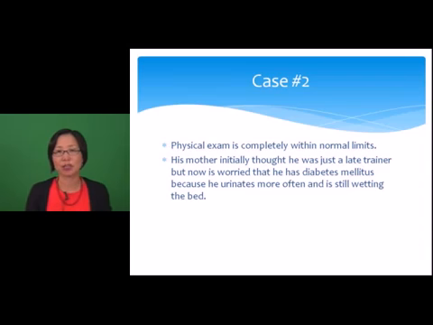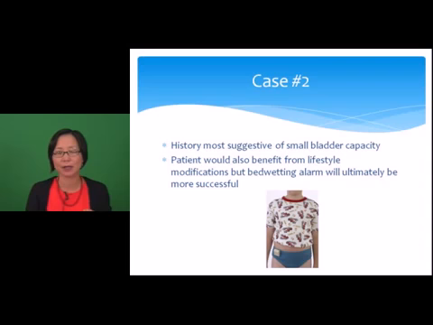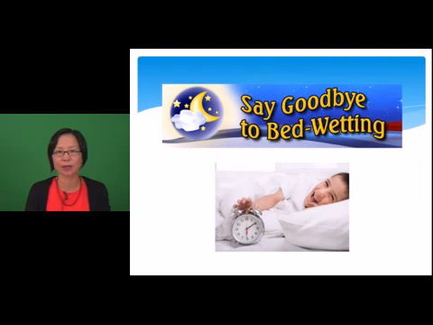His physical examination is completely normal, and his mother initially thought that he was just a late trainer, but now she's worried that he might have diabetes because he pees so often and he's wetting the bed. Well, this child's history is really suggestive of someone with a small bladder capacity. And so he would benefit from some lifestyle modifications, but also a bedwetting alarm will ultimately be more successful for him. So with these simple maneuvers, you can actually really help a lot of your patients outgrow their bedwetting.